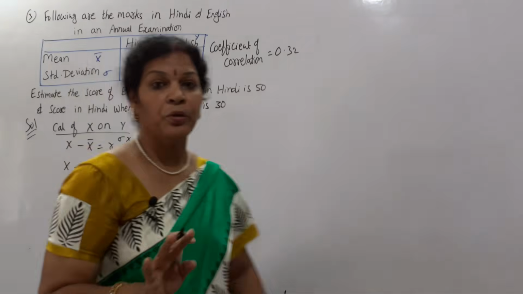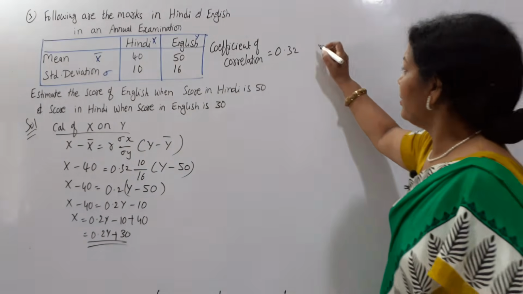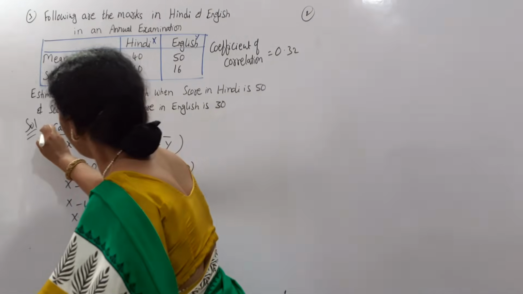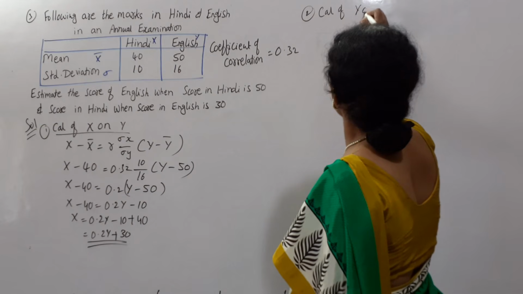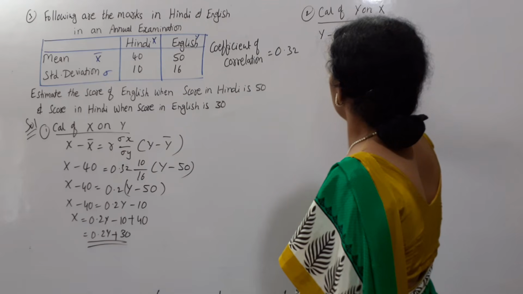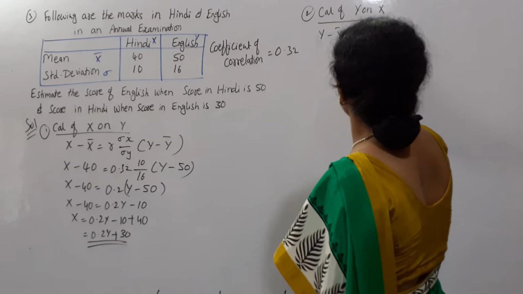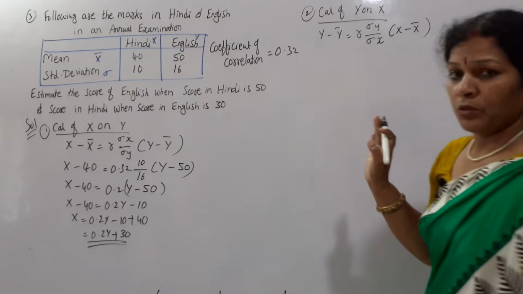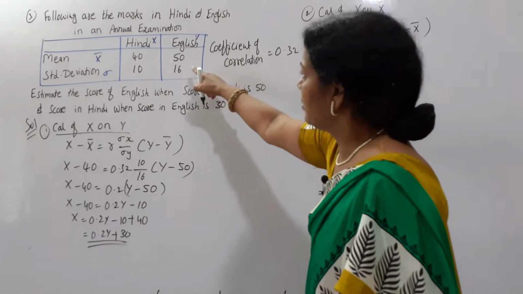In the same way we will find y on x also, and after that we will see this. The first one was the calculation of x on y. Now the calculation of y on x. Y minus y bar is equal to r into rho y by rho x into x minus x bar. So this is the formula. As per this, y minus y bar, where y bar is 50.